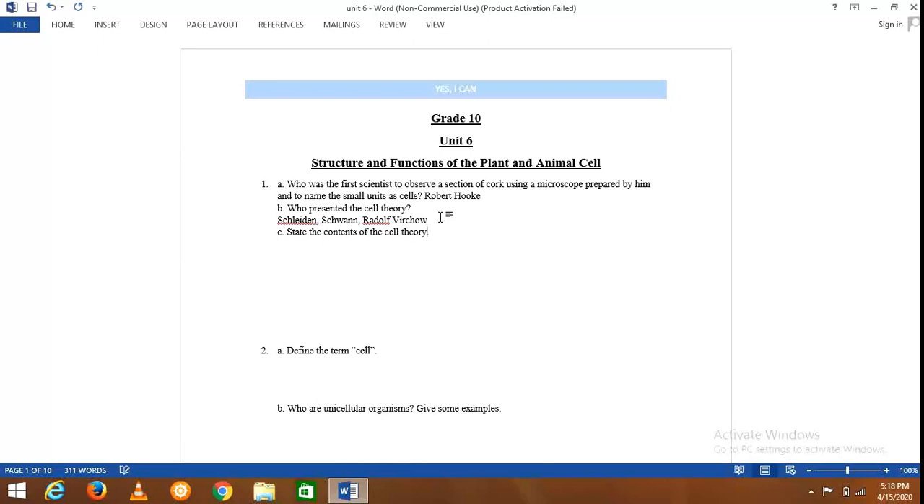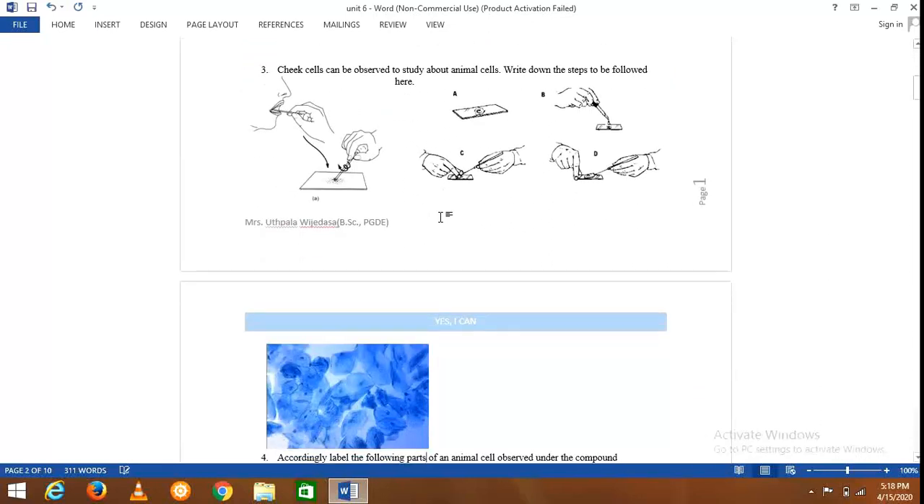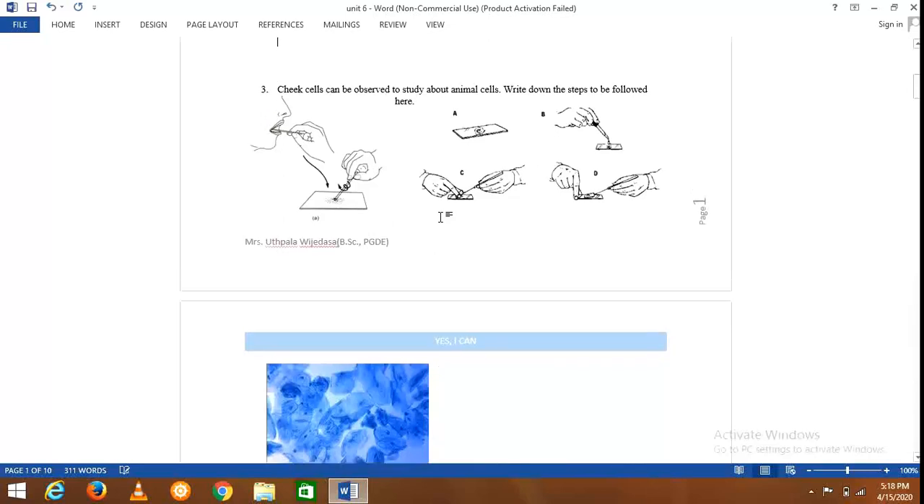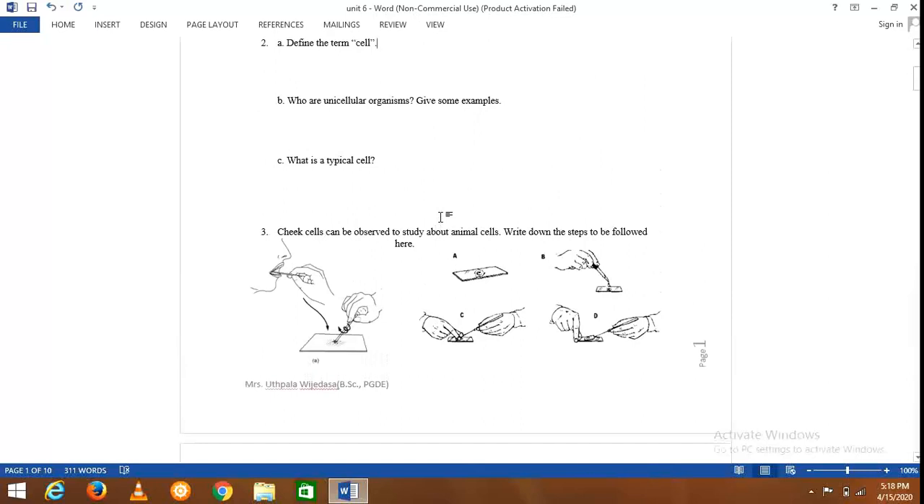Then we'll move on to the next question. Define the term cell. So according to the things that you have learnt up to now, you can say the cell is the basic structural and functional unit of life. Then you are asked, who are unicellular organisms? Give examples.